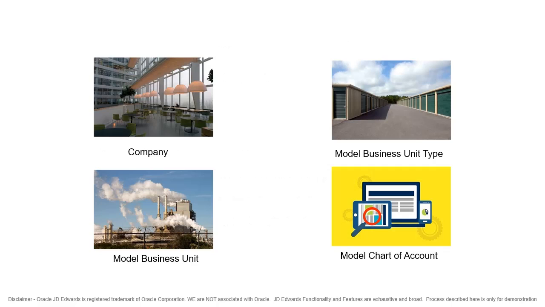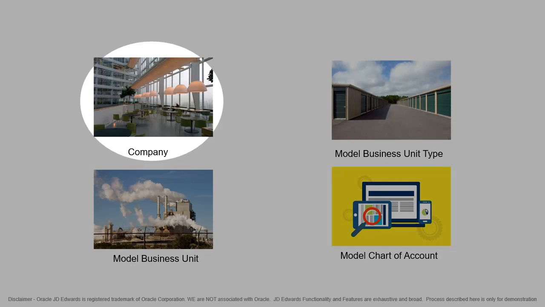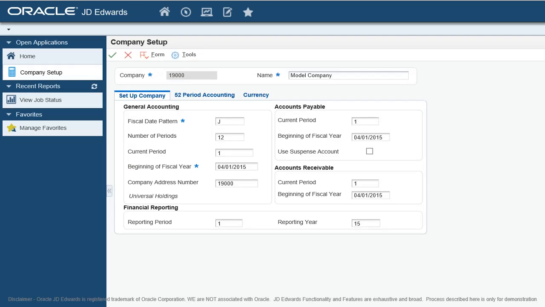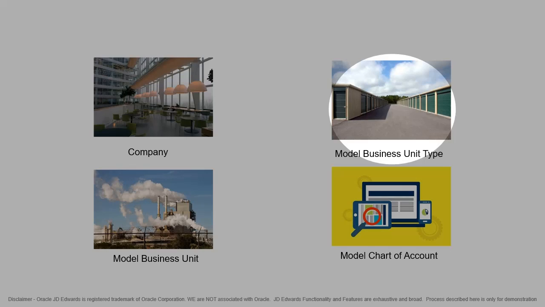Consider the following components when working with a model chart of accounts. First, set up a model company using the Company Names and Numbers program, P0010. There are no special setup considerations for a model company. Next, you must set up a model business unit type. Using a business unit type to classify model business units simplifies the following tasks: copying accounts by business unit type, adding accounts to the general ledger using special system features, and creating rows automatically in the financial report writer.